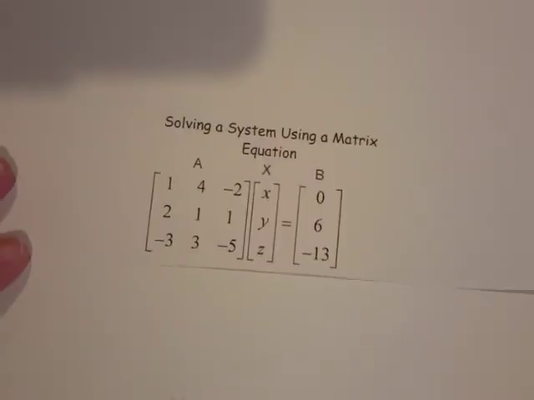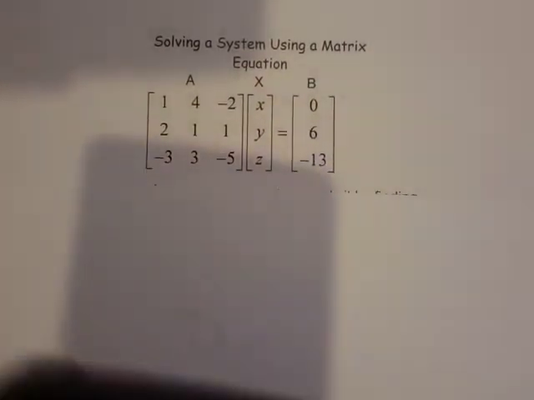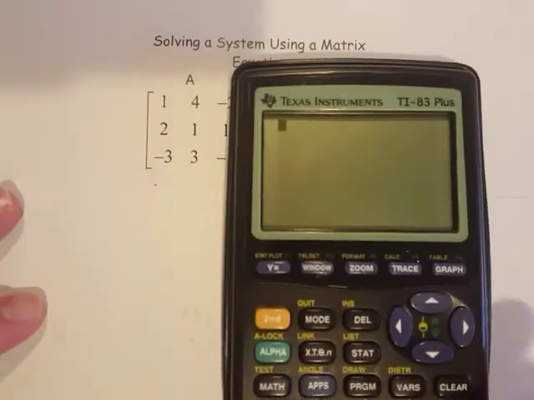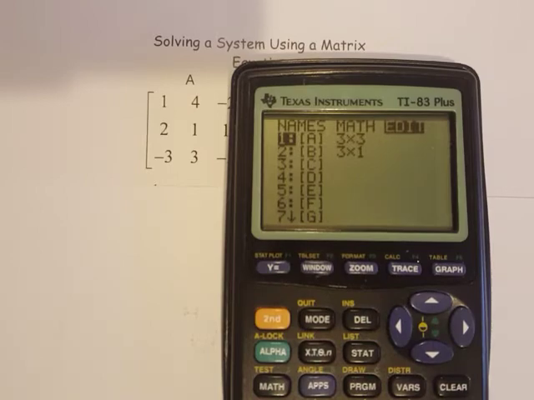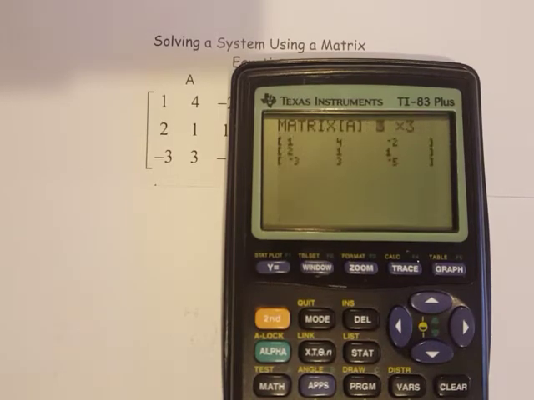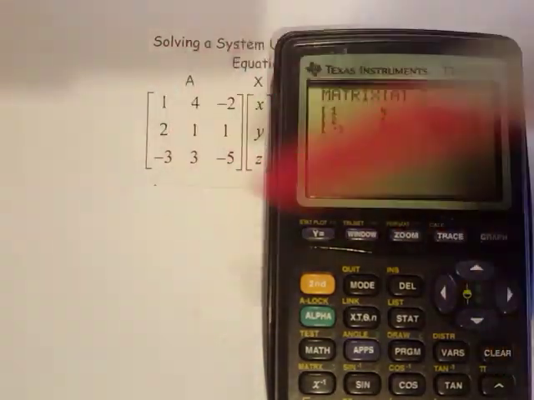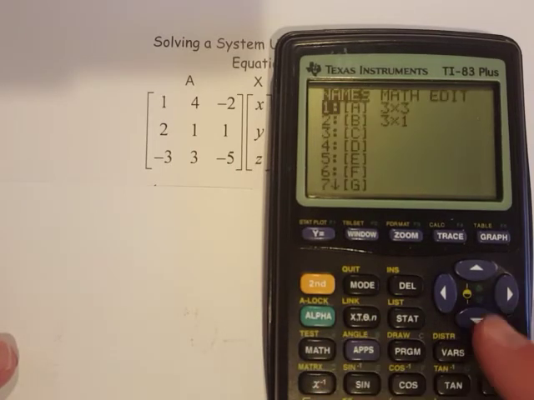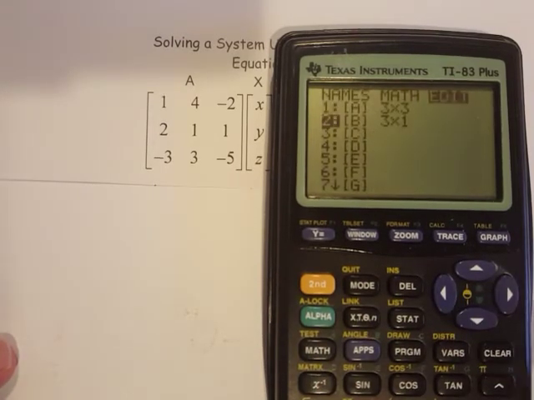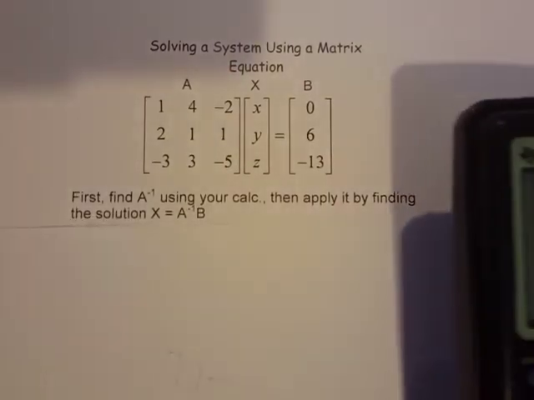So here is that matrix equation. Now I have already put these matrices in my calculator. If I go to second matrix, just want to show you that I've got these matrices in there. I'm going to go to the first one, A, and I've put in the same matrix as what you see here in the coefficient A. All right, then also I want to show you that I have B in there. The right-hand side of the equation, 0, 6, negative 13, so you can see that that one matches up.